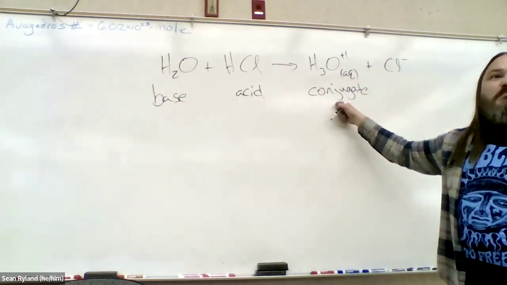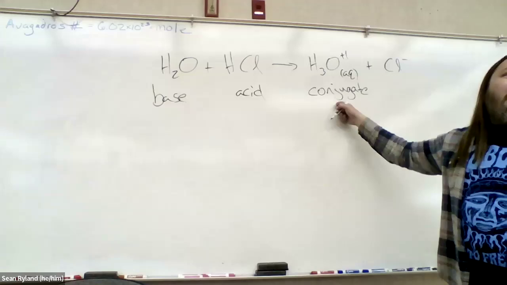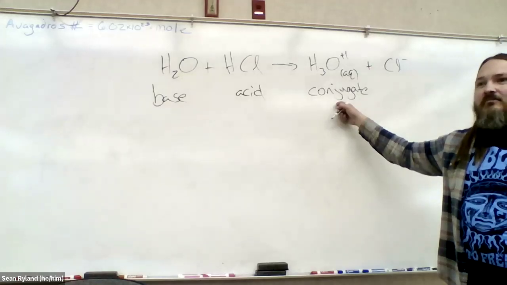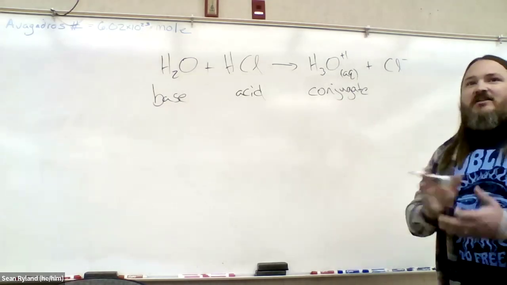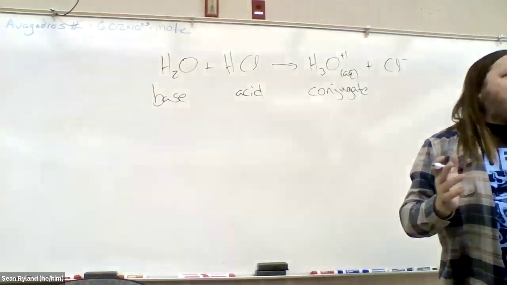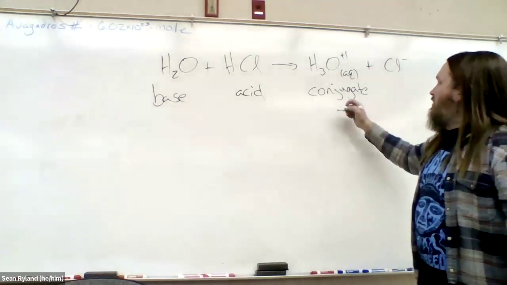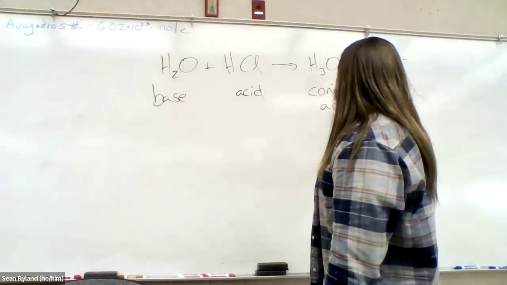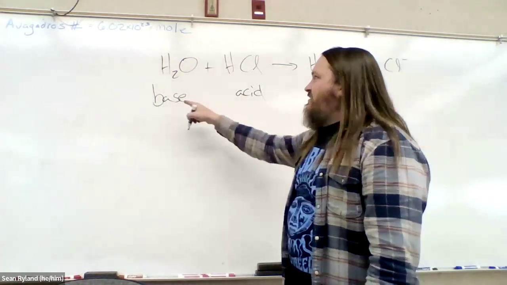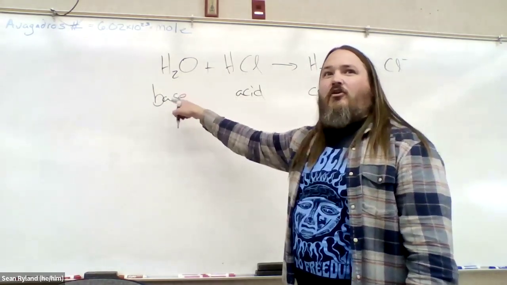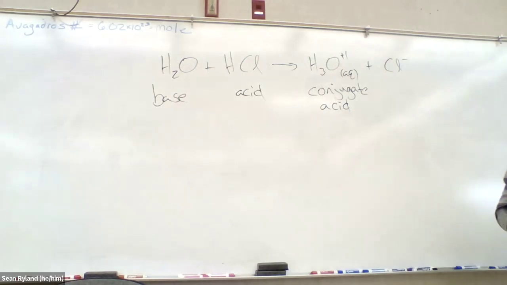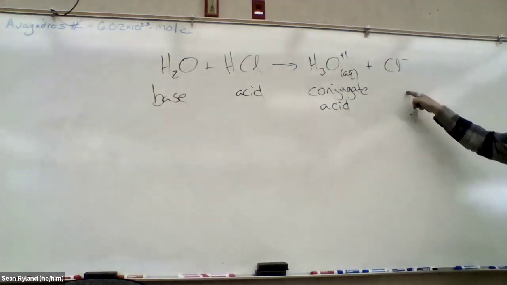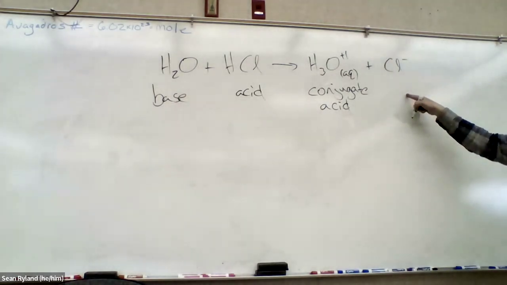So conjugate just means matched, basically. Not conjugate as in verbs in Spanish. But conjugate just means matched at its most basic. So a conjugate acid is the protonated form, the version of the base after it gained the H plus, which would make chloride the conjugate base.